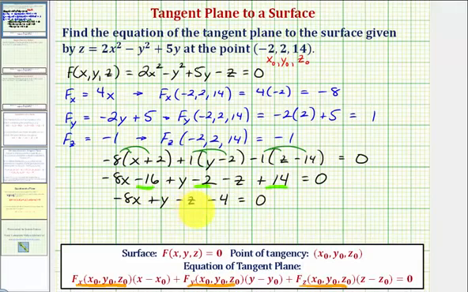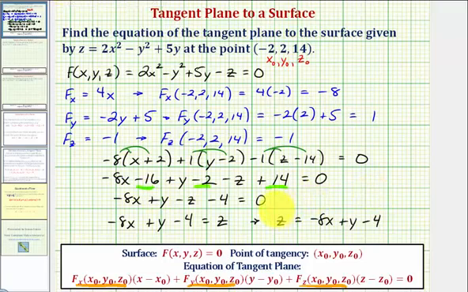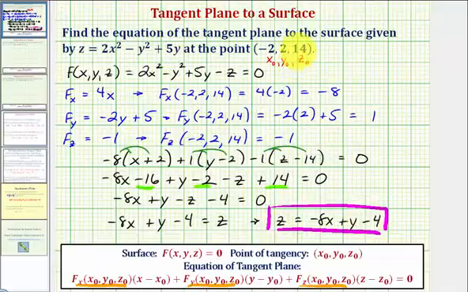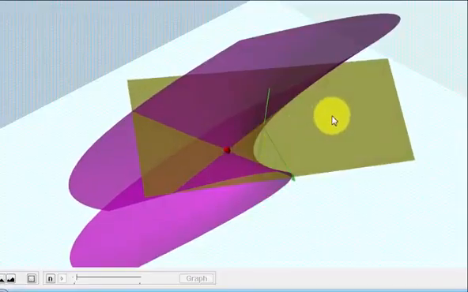But if we wanted to solve this for z, we would add z to both sides, which would give us negative 8x plus y minus 4 equals z. Or changing the order here, we'd have z equals negative 8x plus y minus 4. So again, this is the equation of the tangent plane at the given point of tangency, which is pictured here in yellow.